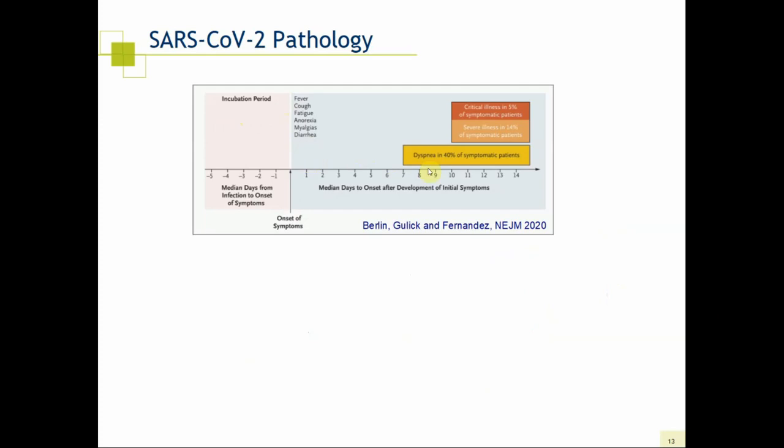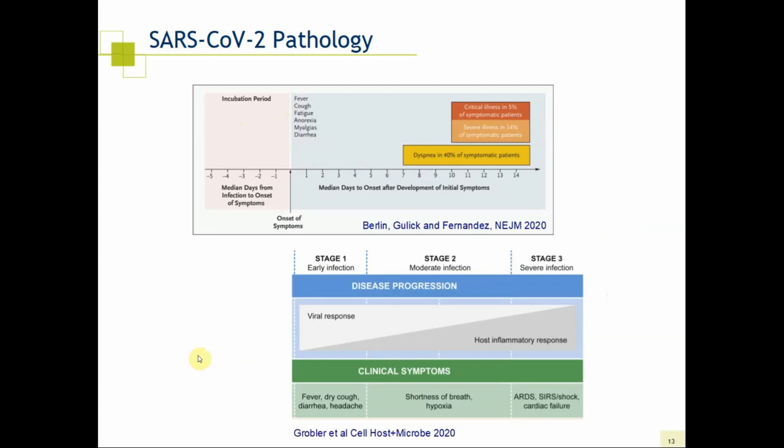And then after 1 week, you'll find perhaps some difficulty breathing, and then this becomes more and more severe. And then some patients will need oxygen support, and the worst will need ventilation, mechanical ventilation. So what seems to be happening is you've got different stages in the disease pathology.